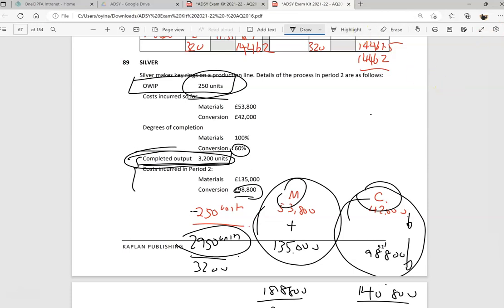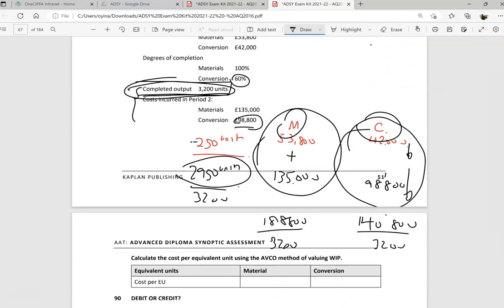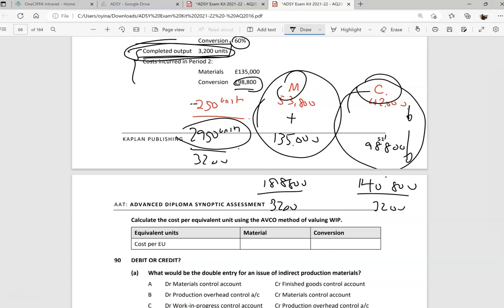And that's what they're telling us, that you have your closing inventory. So if I divide that by the 3,200, if I do this first, you'll get 44. And if you do 1,888,000 divided by 3,200, you will get 59.